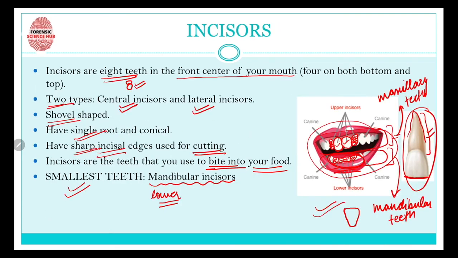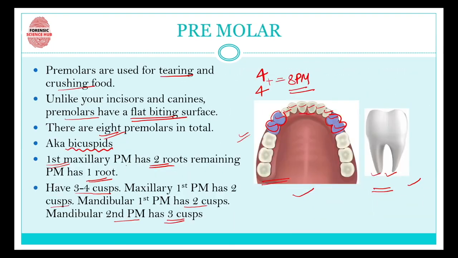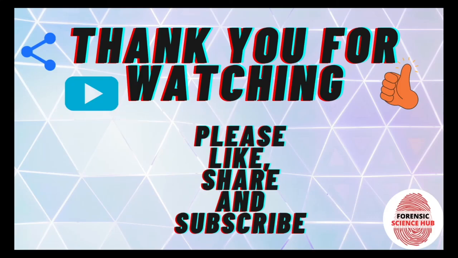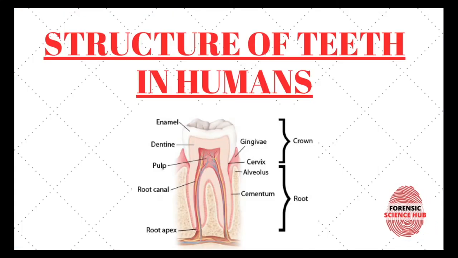So these were the 4 types of teeth, that is incisors, canines, premolars and molars. I hope you understood all the different types of teeth. The structure of teeth in humans, as we know, has many parts like enamel, dentine, pulp, root canal, etc. All these parts will be discussed in detail in this video.